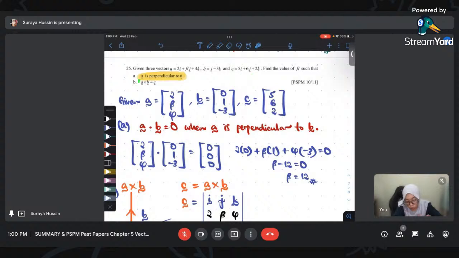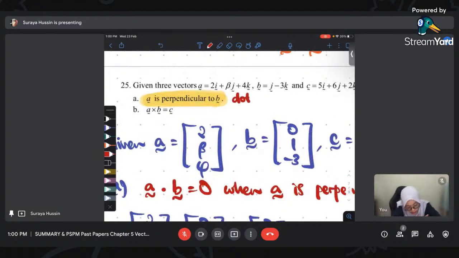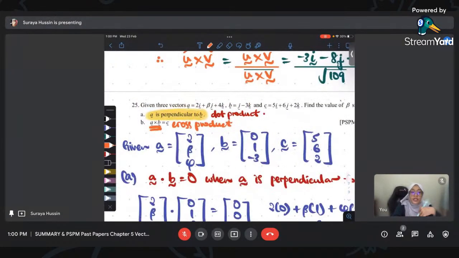Tapi kalau untuk soalan B, you all kena biasakan tulis kod. Atas ni dot product ataupun scalar product. Yang bawah ni pula adalah cross product, sebabkan dia ada A cross B. So sebelum jawab, it's very good to discover first lah kod.